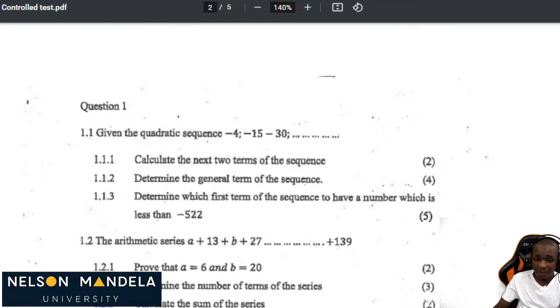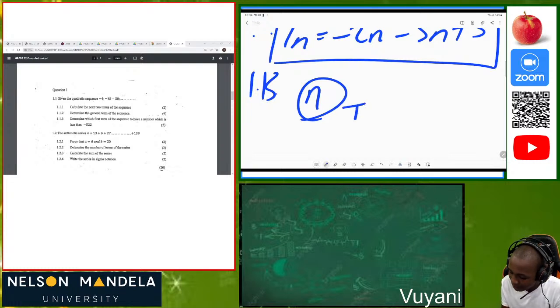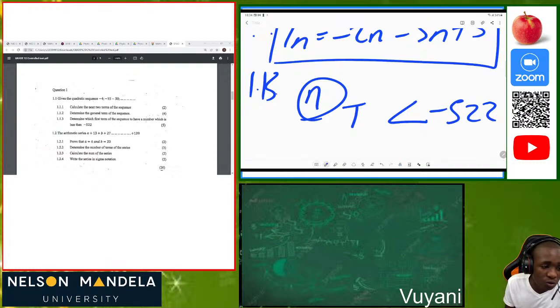Now this 1.1.3 is saying: determine which first term of the sequence is less than negative 522. It's important that we understand that the value of n which we must calculate must give us a term which will be less than negative 522. So how do we solve that kind of question?